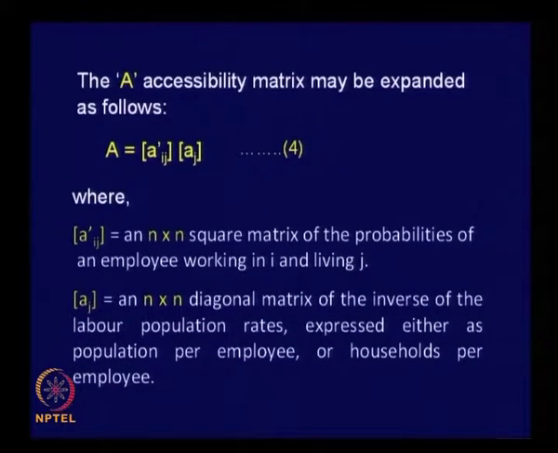And Aj is an n by n diagonal matrix of the inverse of the labor population rates, expressed either as population per employee or households per employee. We are familiar with the term employees per household. We have been discussing this variable in trip production modeling.